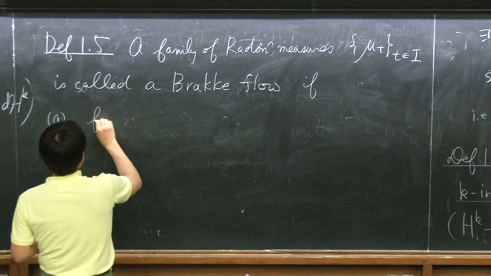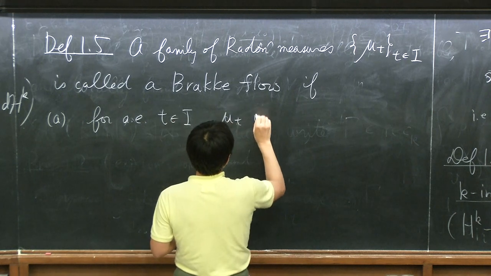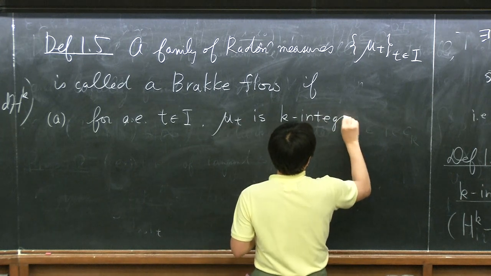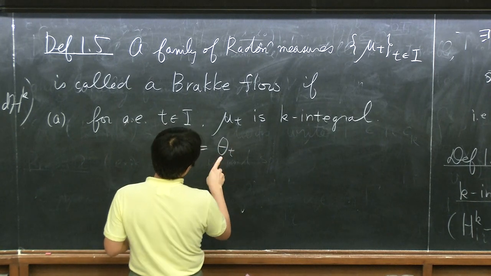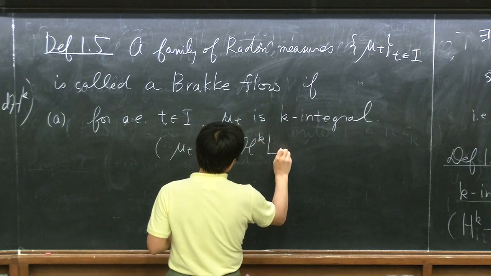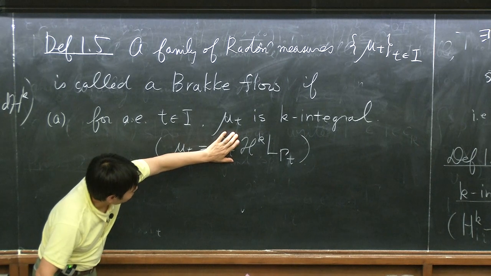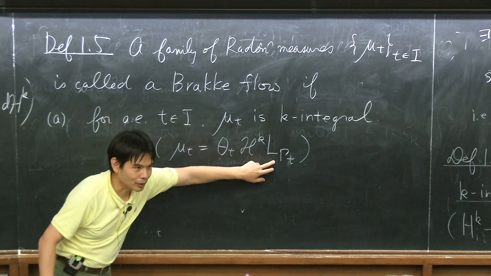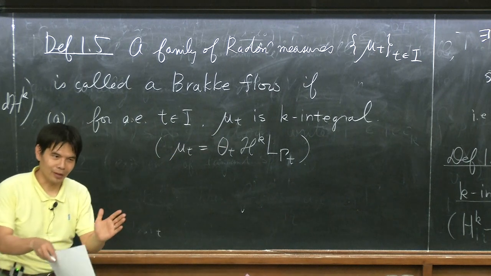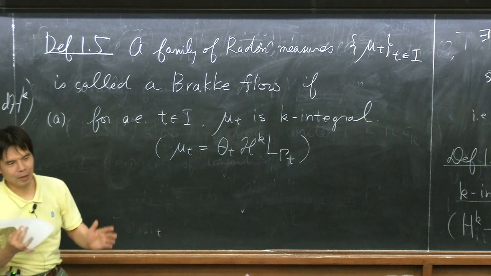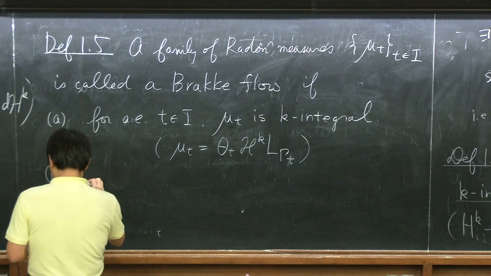So I ask for almost all time, not all time, but almost all time, I want this mu t to be k-integral. That means mu t is of this form: mu t is equal to some integer valued function times the k-dimensional measure restricted to some countably k-rectifiable set. If I don't have this, it really is just a k-dimensional surface measure restricted to some countably k-rectifiable set, but I allow some integer multiplicity, as I told you, maybe at some point two surfaces may come together and become two or three and so forth.